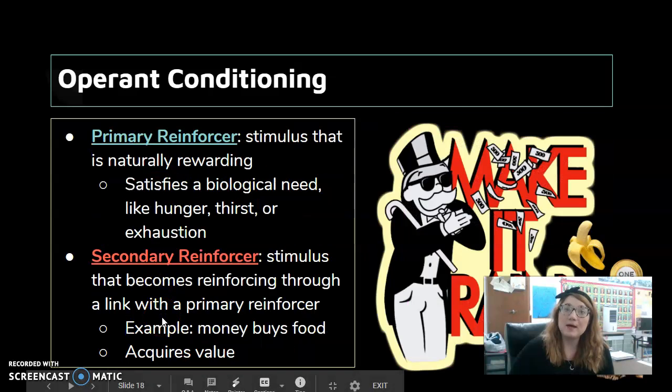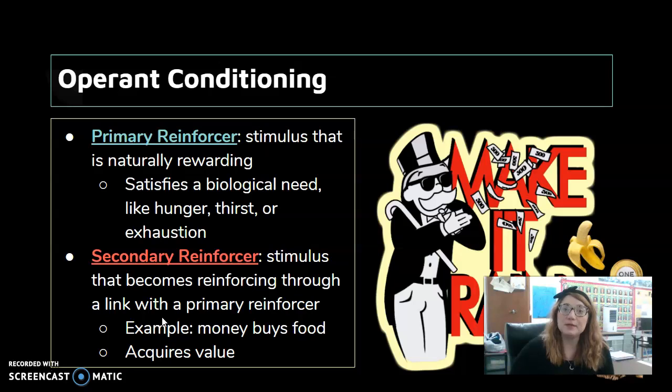Now, within the realm of operant conditioning, we have different types of reinforcement. A primary reinforcer is one that is naturally rewarding to us. It is going to serve or satisfy some sort of biological need that we have. So like food that nourishes you, water that quenches your thirst, sleep that satisfies exhaustion.